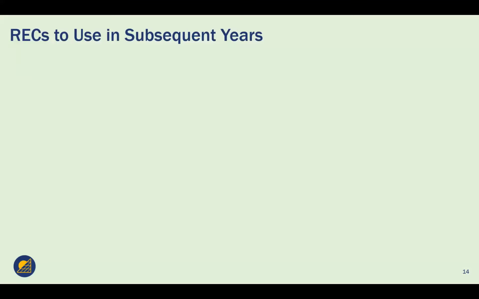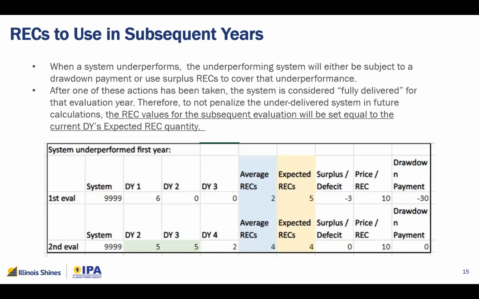All right, moving on to the concept of RECs to use in subsequent years. When a system underperforms, the underperforming system will either be subject to a drawdown payment or use surplus RECs to cover the underperformance. After one of those actions is taken, the system is considered fully delivered for that evaluation year. Therefore, not to penalize the underdelivered system in future calculations, the REC values for the subsequent evaluation will be set equal to the current year's delivery expected REC quantity.